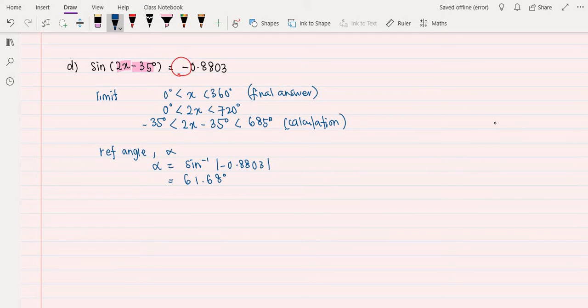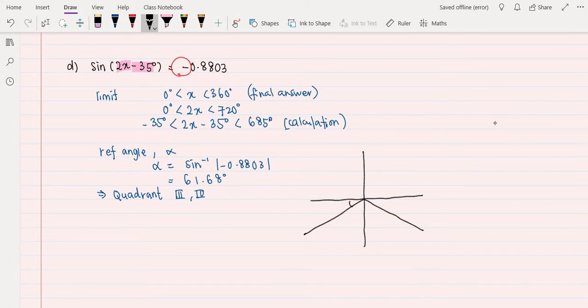Okay, so next we just need to check for our position in the quadrant. We know sine will give a negative value in which quadrant? It's the third and the fourth quadrant. So we just need to draw our quadrant here, and my angle will be here. Alpha is 61.68 degrees.